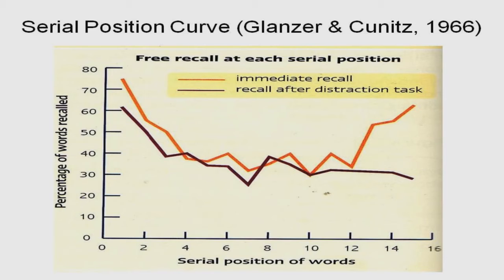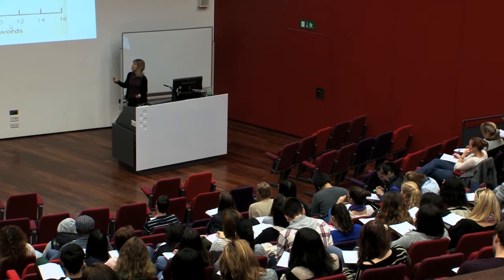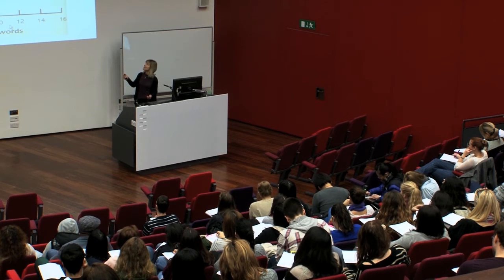But then you can see for these words right at the end of the list, performance shoots up again, and this is the recency effect, and it's thought to represent processing in short-term memory. Because you haven't got any words following at the end of the list, so participants are able to rehearse these words and keep the memory trace alive, hence a better recall.